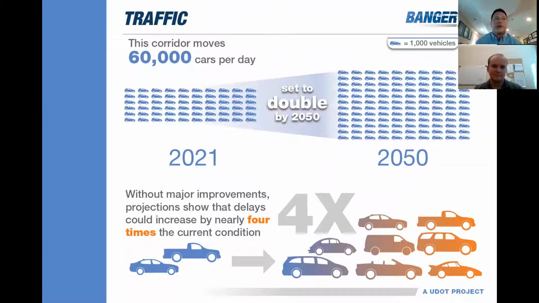It is no secret that Utah is growing. By 2050, the design year of this study and project, traffic is expected to double from the current rate of 60,000 cars per day to 120,000 vehicles per day on Bangerter Highway. Without making major improvements on Bangerter, projections have estimated that delays could increase by nearly 4 times.